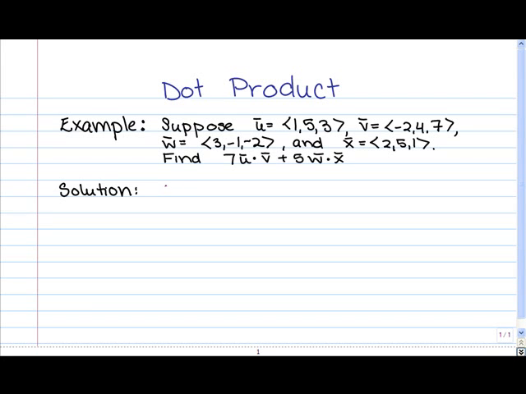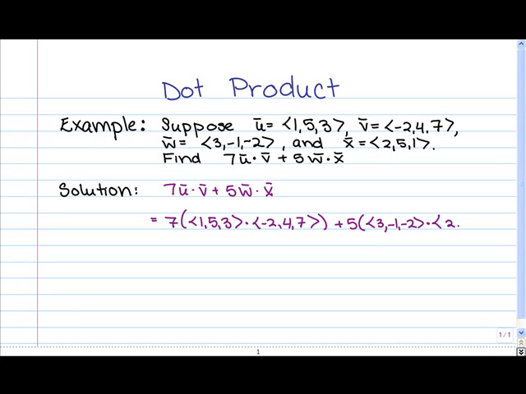So hopefully you've tried this. Let's go ahead and take this up. We're going to be finding 7 u dot v plus 5 w dot x. So what we have is 7 times the dot product of the vector (1, 5, 3) and the vector (-2, 4, 7), and then plus 5 times the dot product of the vector (3, -1, -2) and the vector (2, 5, 1). So let's go ahead and compute these dot products.